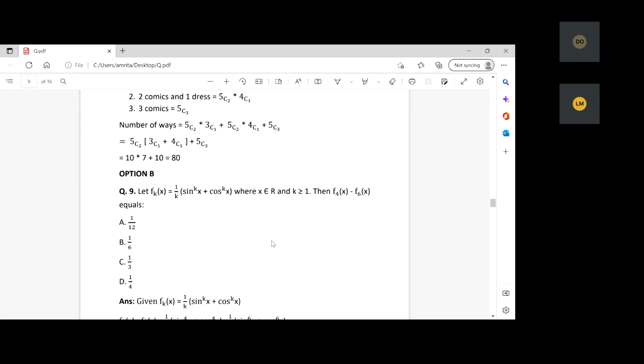Fk of x equal to 1 by k into sine raised to kx plus cos raised to kx. It's given that x belongs to R, k greater than or equal to 1. I need to find out f4 of x minus f6 of x. What will be the value?